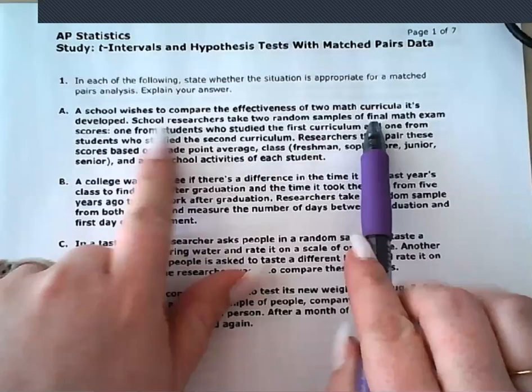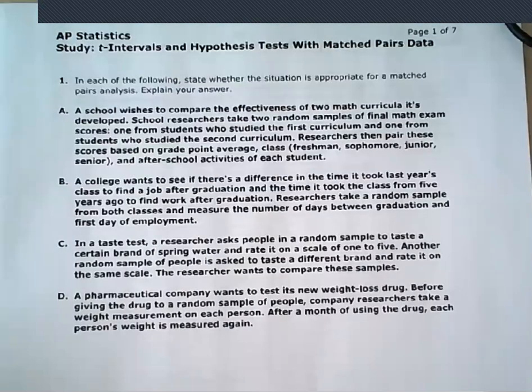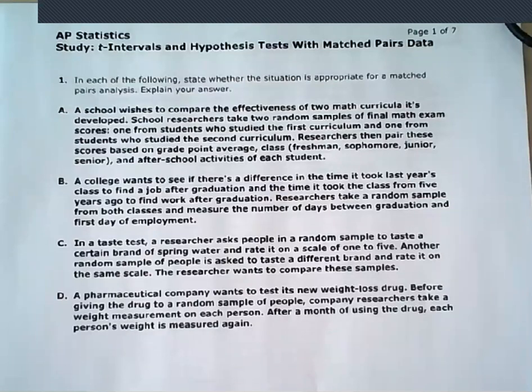So in this first one, it says a school wishes to compare the effectiveness of two math curricula it's developed. The school researchers take two random samples of final math exam scores, one from students who studied the first curriculum and one from students who studied the second curriculum. Researchers then pair these scores based on the grade point average, class, and after-school activities of each student. So is this matched pairs or not?